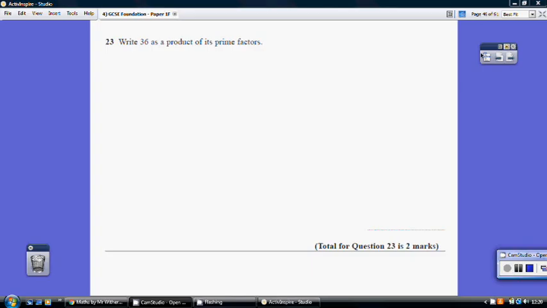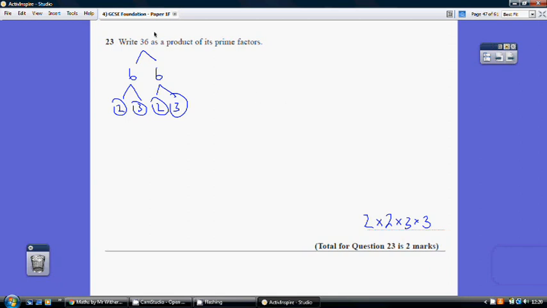Question 23, write 36 as a product of its prime factors. So this is when we do the number tree. Break the 36 down into two whole numbers that multiply together to 36. It doesn't matter which whole numbers you use. I've gone 6 and 6. You might have gone 12 and 3 or whatever.